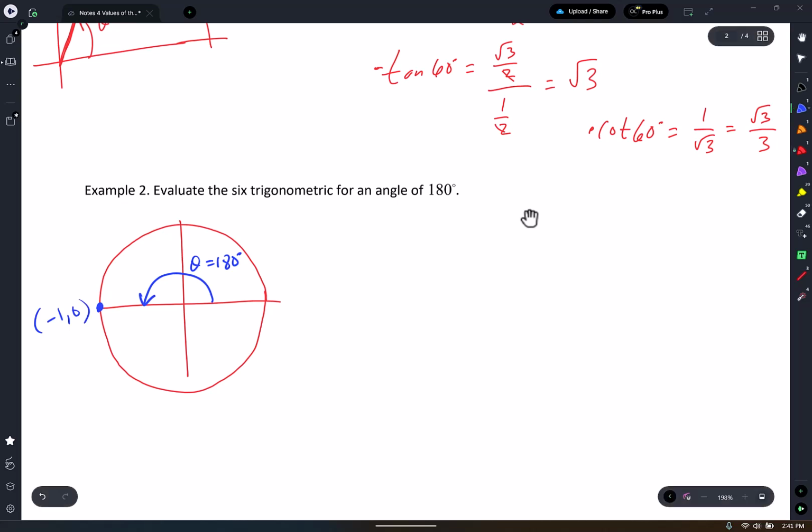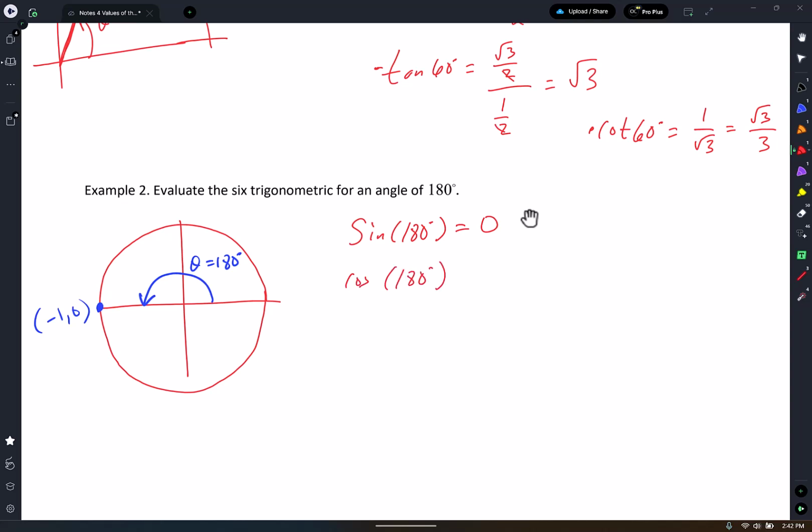And here we go. Sine of 180 degrees. Sine of 180 is the y value, 0. Cosine of 180 degrees. Cosine is the x value, negative 1. Tan of 180 degrees, that's y divided by x. 0 divided by negative 1, that is 0. Are we okay, guys? Okay.